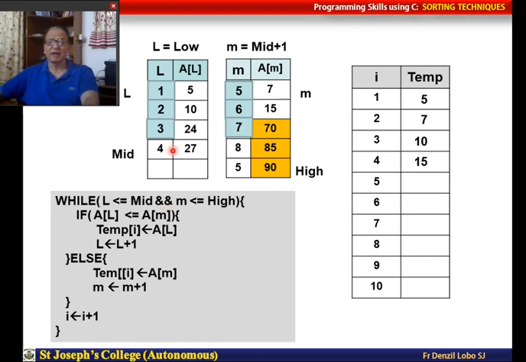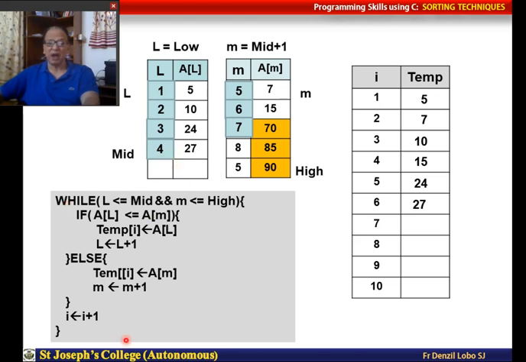You are here. Again you ask this question, is A3 less than A7? Yes, therefore 24 goes in there, you increment the value of L. Again you ask the same question, is A4 less than A7? Yes, 27 goes there, and as you see here, now we have come to the end.